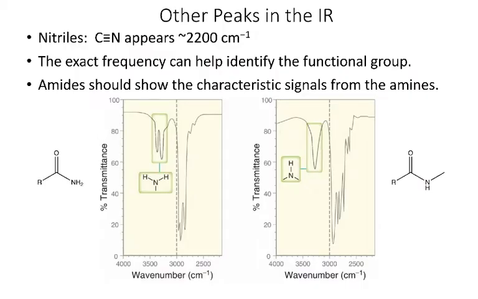The other peaks that we might expect to see in our carboxylic acid derivatives: nitriles appear in the triple bond region. They generally show up around 2200 wave numbers. Sometimes the peak is intense, sometimes it's not very intense. Amides should also show their characteristic signals from the amine part of the amide. If I have a primary amine as part of the amide, then we expect to see two signals because we get both the symmetric and the asymmetric stretches. In the case of a secondary amine that's part of the amide, we would expect just one signal because we only have effectively the symmetric stretch.